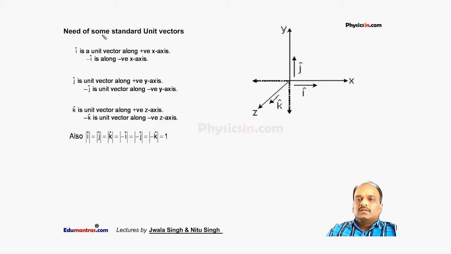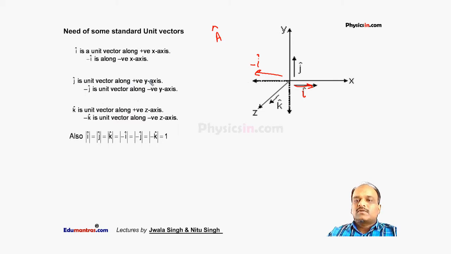Now, here we need some standard unit vectors because, as we know, if I say A cap, it is impossible for any reader to know its direction. It is impossible to know its direction because directions are infinite. So we use I cap. I cap is a unit vector along the positive x axis. So this direction, the positive x direction, is written by I cap. I cap is a unit vector which only represents the direction along the positive x axis, whereas minus I cap is along the negative x axis.